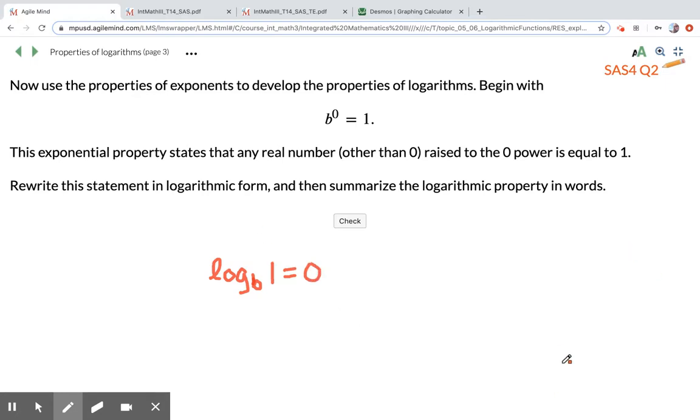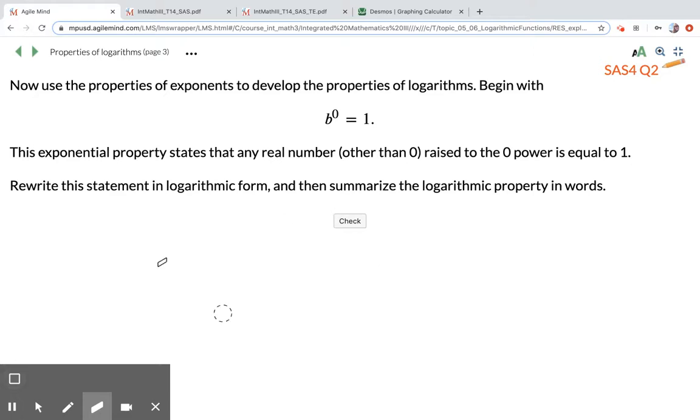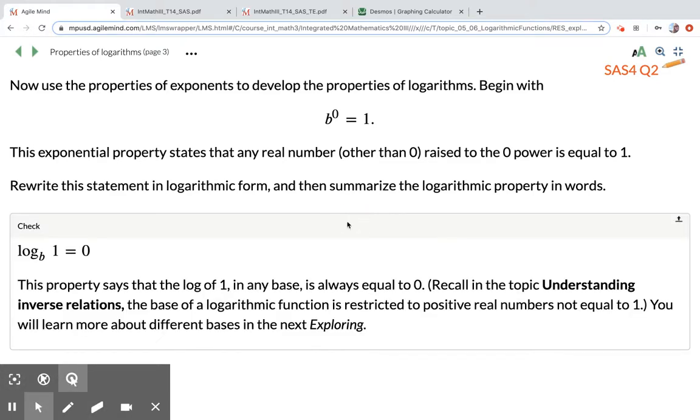Ooh, so this means anytime your argument is 1, it's always going to equal 0. I don't care what the base of your logarithm is. Whatever the base is, I'm going to erase this so we can see it all pretty. Here we go. The log of 1 is always going to be 0.